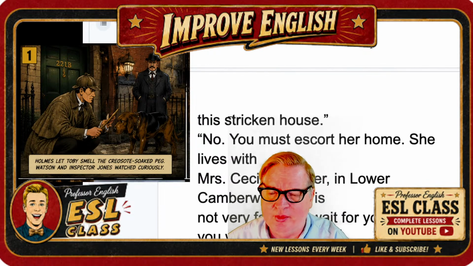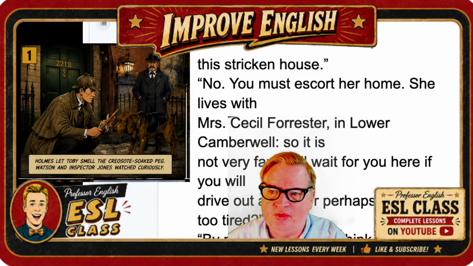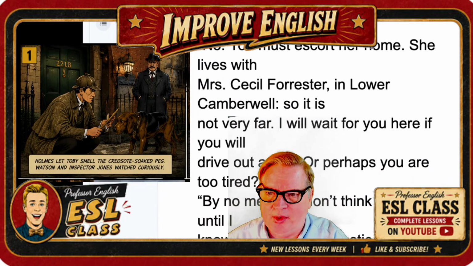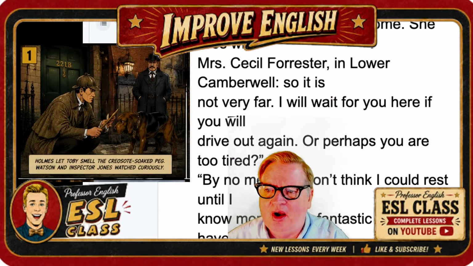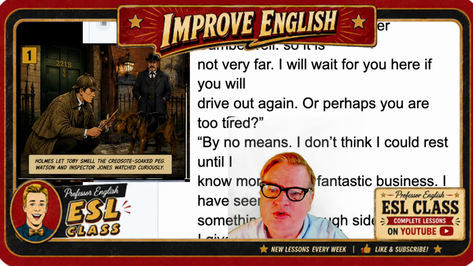This stricken house. No, you must escort her home. She lives with Mrs. Cecil Forrester in Lower Camberwell. So it's not very far. I'll wait for you here if you will drive out again. Or perhaps you're too tired.